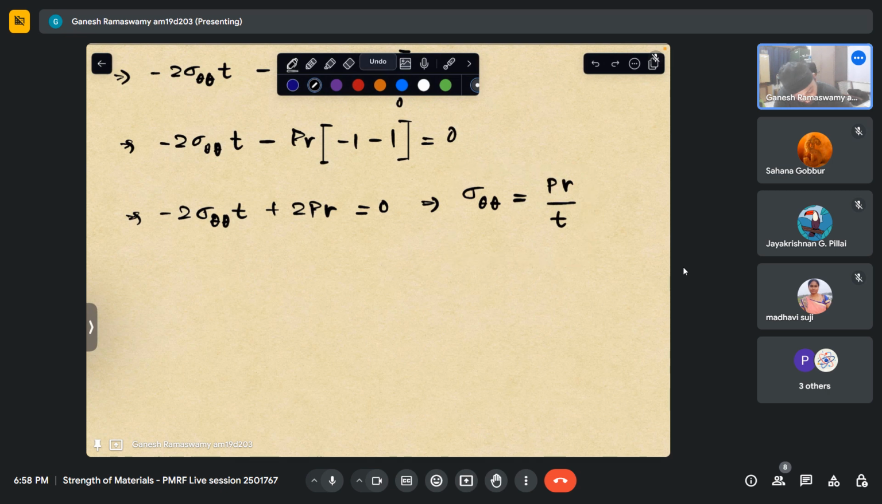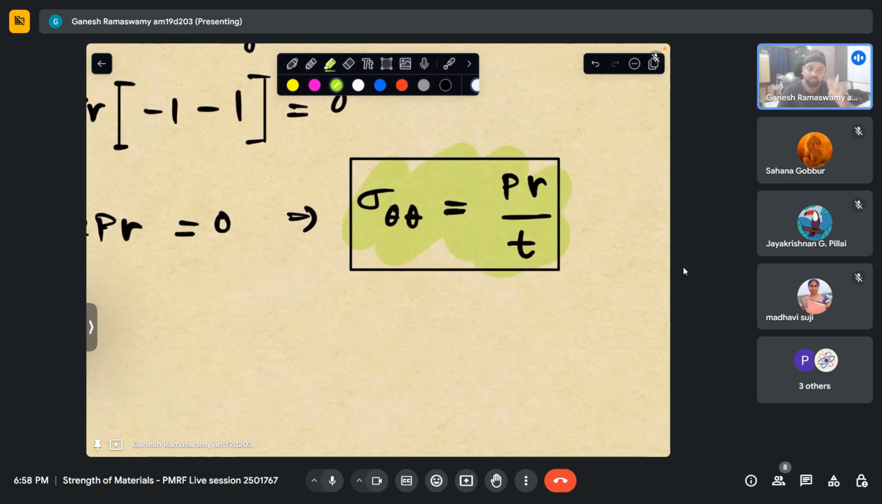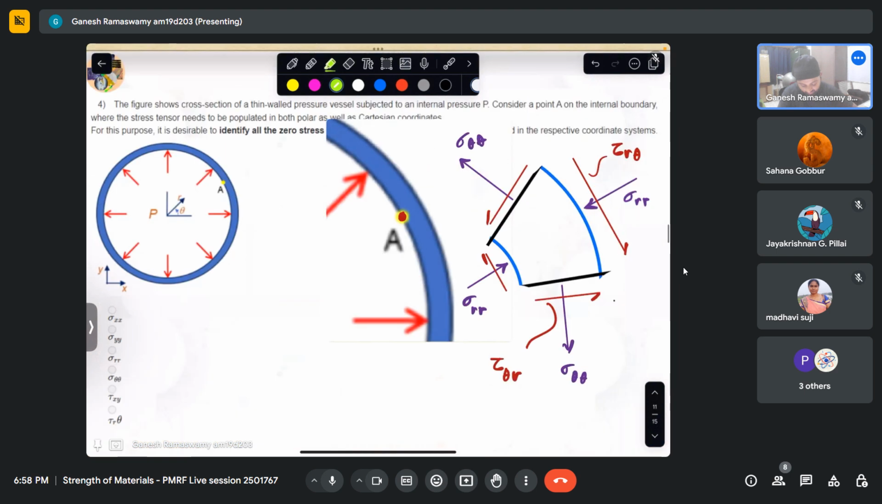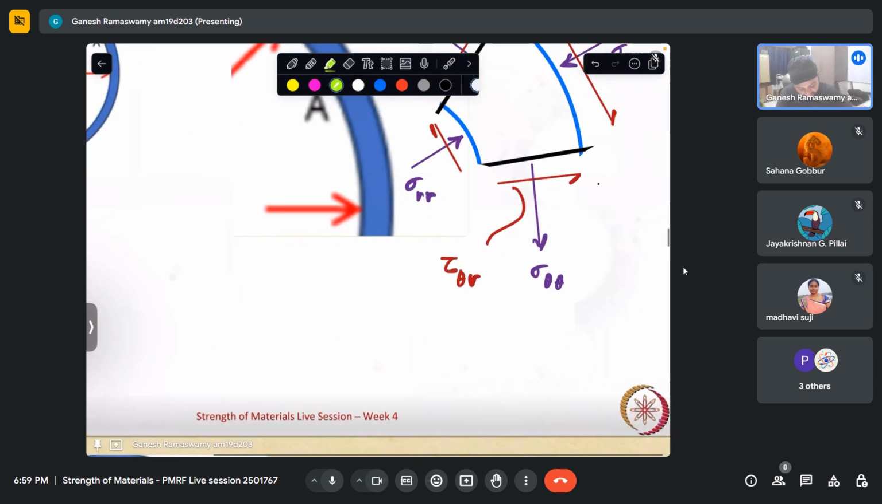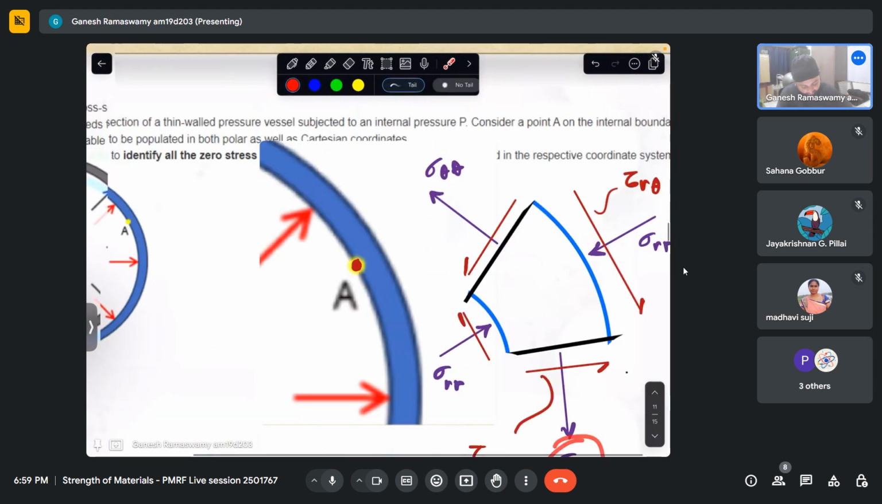Very well. So we have got one expression for the hoop stress, which is PR by T. Now we are able to see it is not a function of theta. It is a function of the pressure, the radius, and the thickness T, all of which are constant in this problem, which means sigma theta theta at every point is constant along the inner boundary. In which case, this is not 0. So this is also not 0. Sigma RR is not equal to 0.